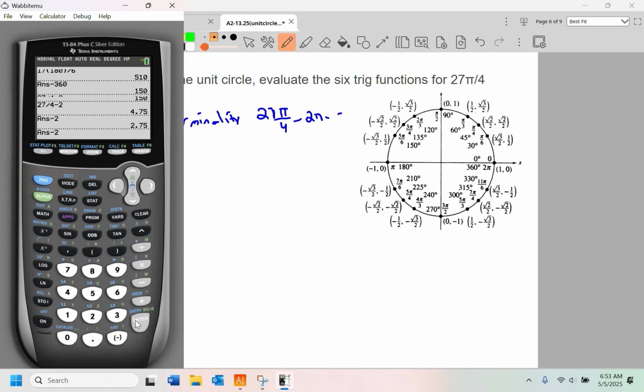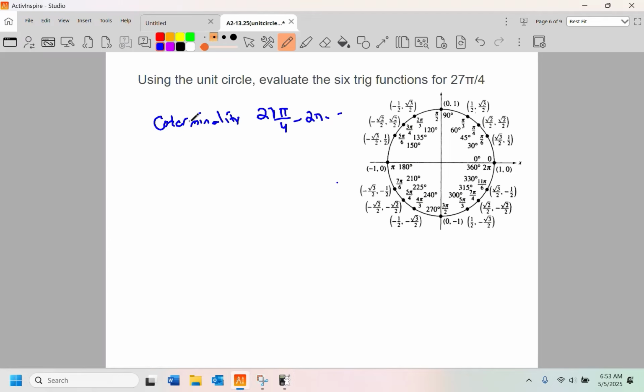Now I'm stopping right here, because that is 3 pi over 4. So I'm going to say I'm doing 27 pi over 4, but I'm going to work with 3 pi over 4. So the sine of 27 pi over 4 is the same as the sine of 3 pi over 4, which is right here. There she is.